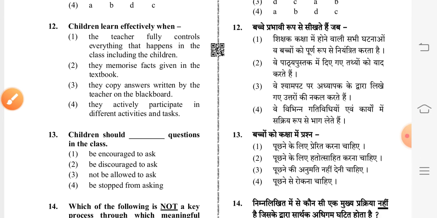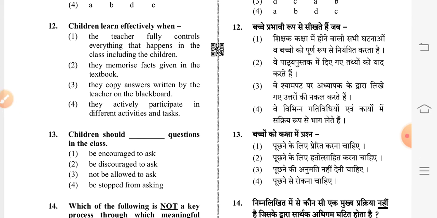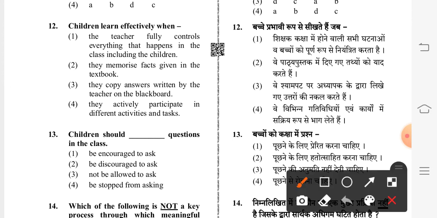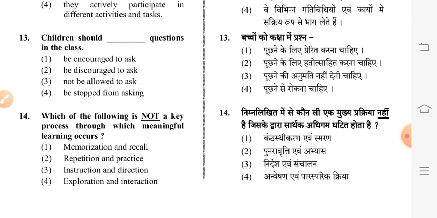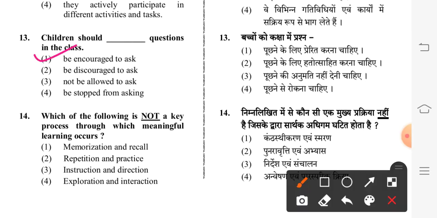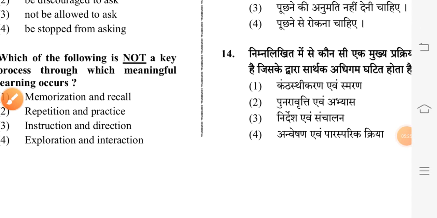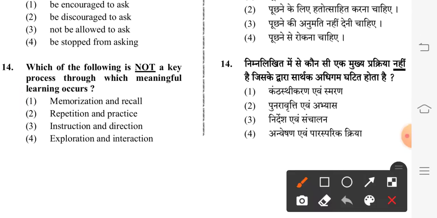Next question, 12th question, children learn effectively when dash. Fourth option is correct: they actively participate in different activities and tasks. Next question, children should dash questions in the class. First option is correct, be encouraged to ask. Next question, 14th question, which of the following is not a key process through which meaningful learning occurs? First option is correct, memorization and recall.